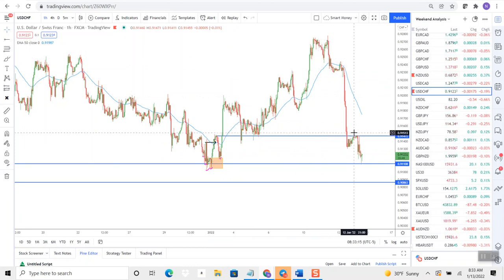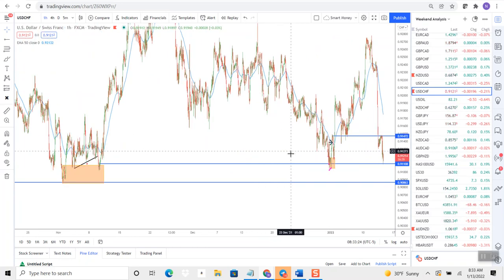Who cares that it reversed? You're still making money because you used confluence in your rules to confirm these entries in the first place. Okay? So that is USD CHF. Hope you guys took value from that.